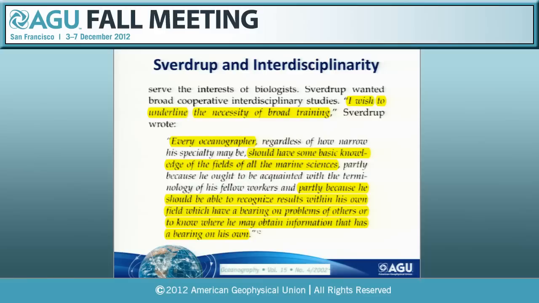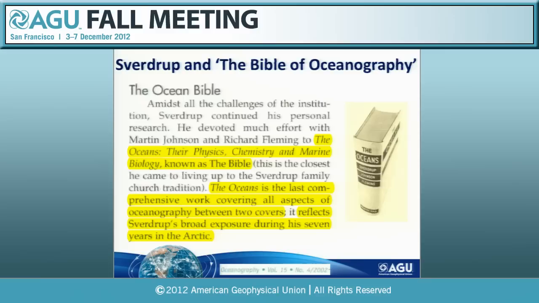He was somebody who early on recognized that interdisciplinarity is important. And he said, every oceanographer should have some basic knowledge of the fields of all the marine sciences, partly because he should be able to recognize results within his own field which have a bearing on problems of others, or to know where he may obtain information that has a bearing on his own. So that was actually early on that he brought this out.